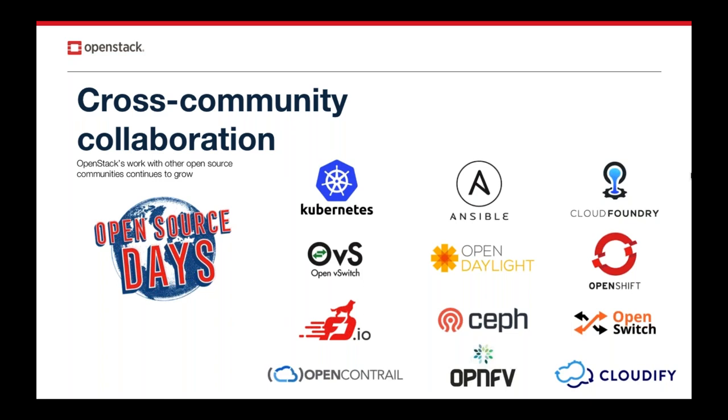This cross-community continuous integration, there's actually a name for it. I think the Linux Foundation calls it XCI, so you might see others using that term as well. But it's cross-community continuous integration. And here you can see the logos of a diverse group of open source projects that the OpenStack community is working really closely with.